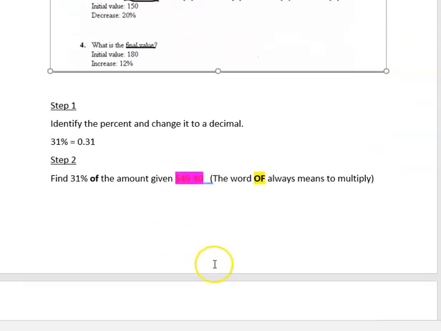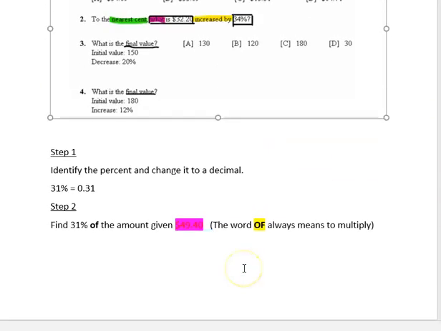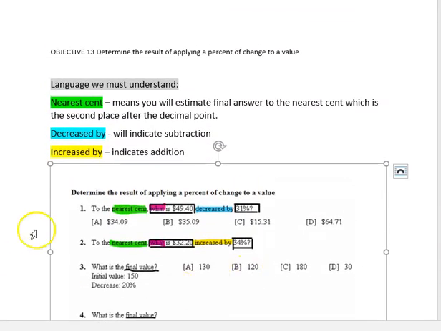I hope this made it simpler for you. I hope you understand that making math simple is what I do best. So, if you need any more assistance on determining the result of applying a percent of change to a value, please see the extra problems that I've attached to this resource.